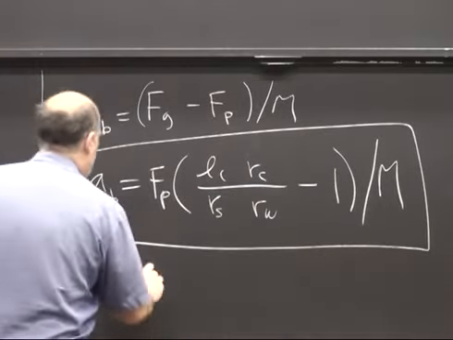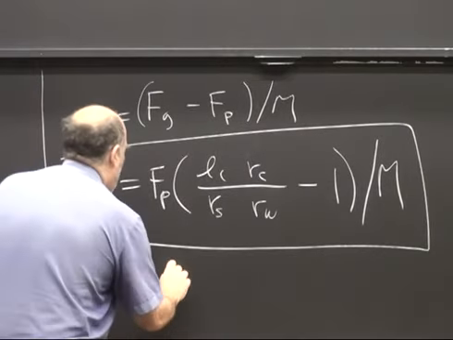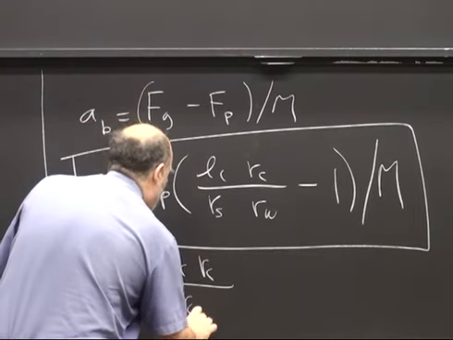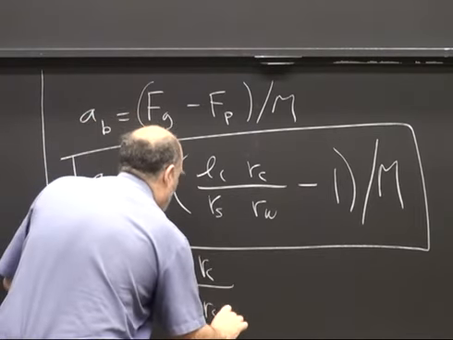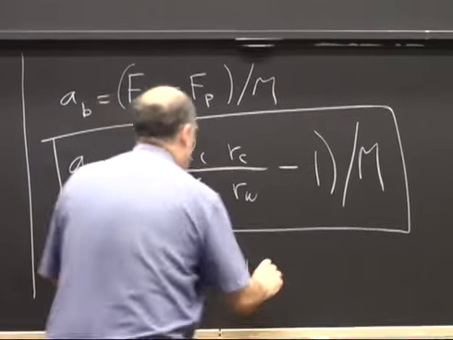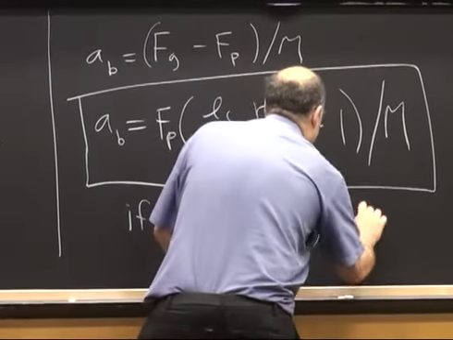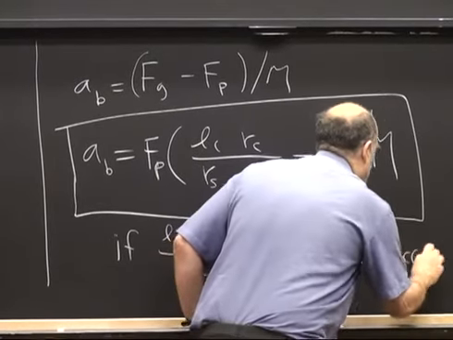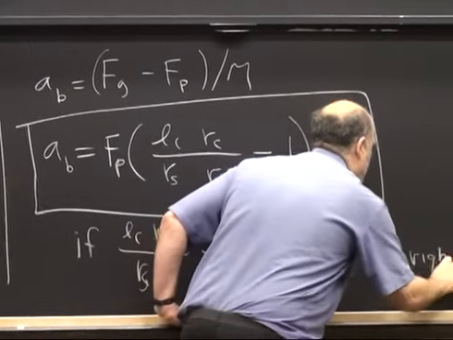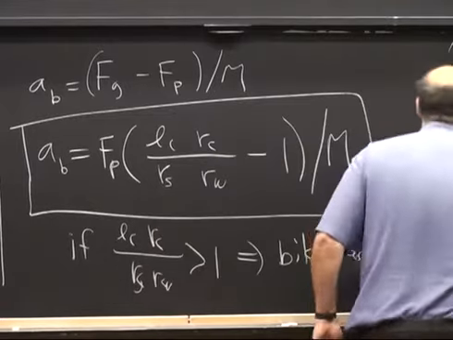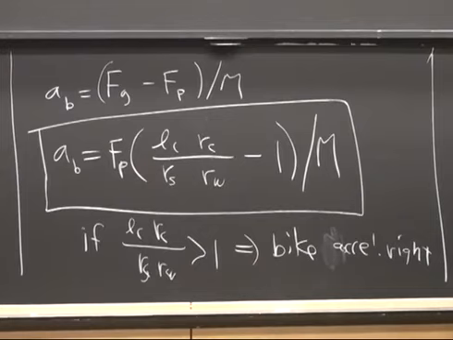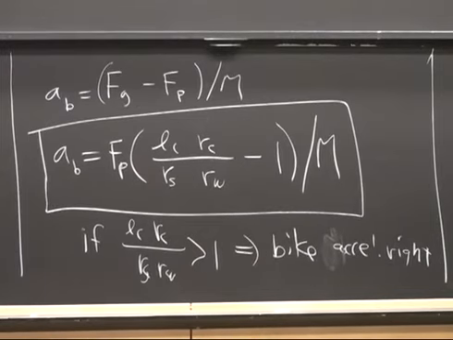So the result we get is if LC RC over RS RW is greater than 1, that implies the bike goes or accelerates right. And if that quantity is less than 1, the bike accelerates left.